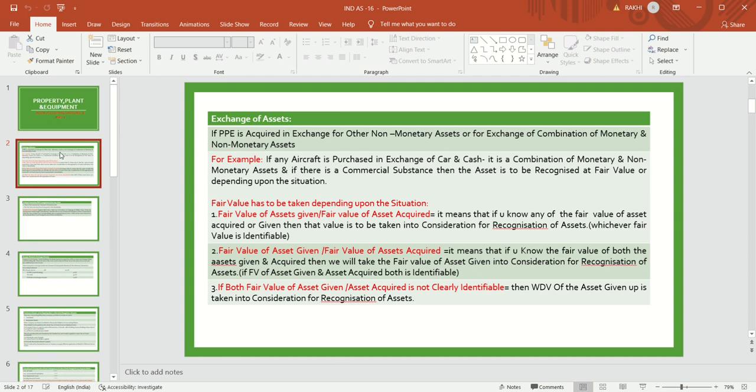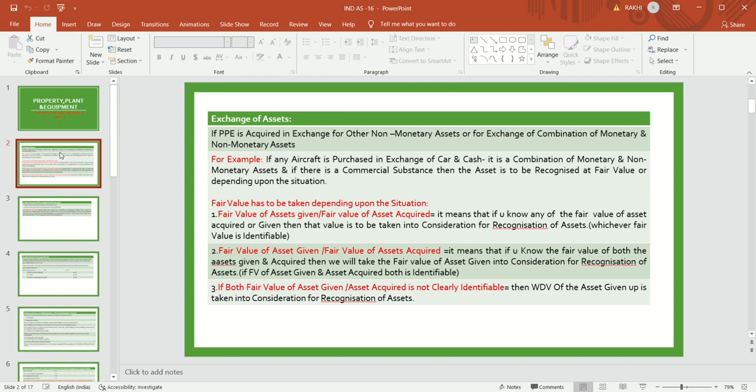Then we are going to discuss depreciation, its calculation, its method. Then we are going to discuss how the company treats its assets after initial recognition, how the company will treat the asset at the reporting date. Then we will learn about the revaluation model and cost model. So let's start our topic.